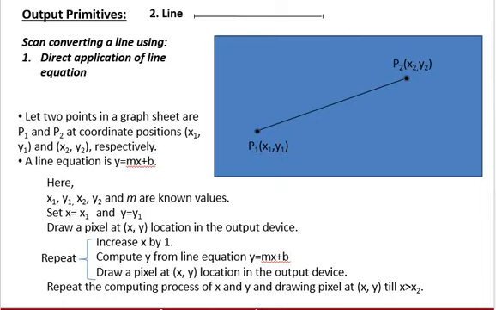Here we will first set the value of x to x1 and y to y1. Then increase the value of x by 1 and compute the value of y with the equation, which is m times x plus b. And lastly, draw the point at this x, y location. That is how we can draw this line. By these three steps, we draw the line in the direct application of the line equation.